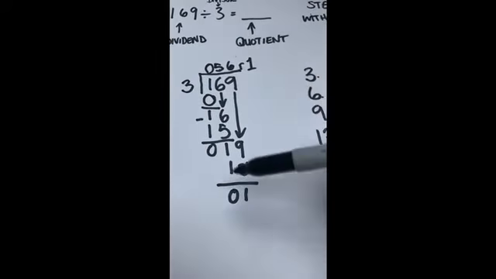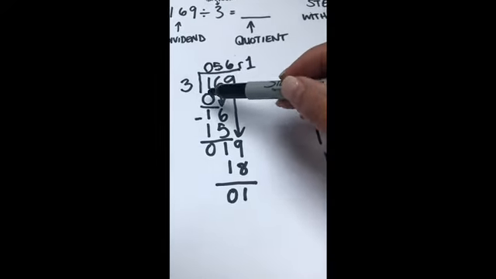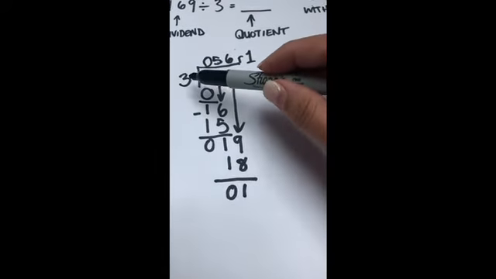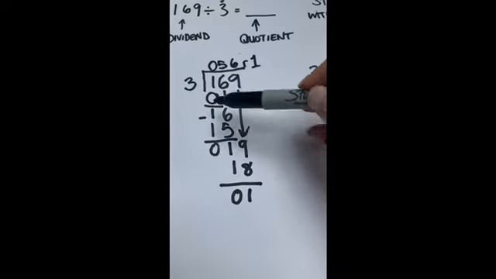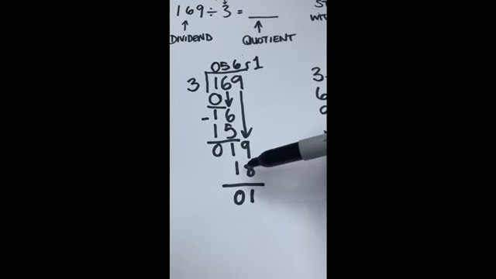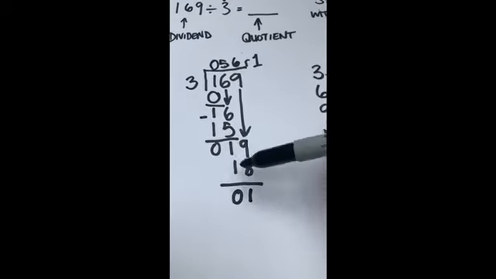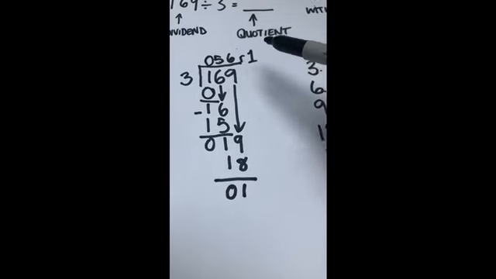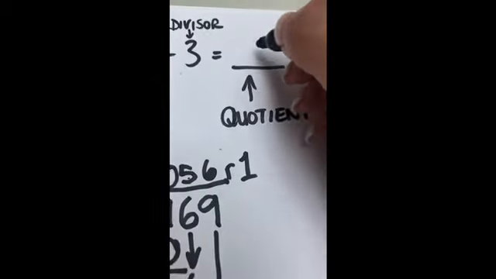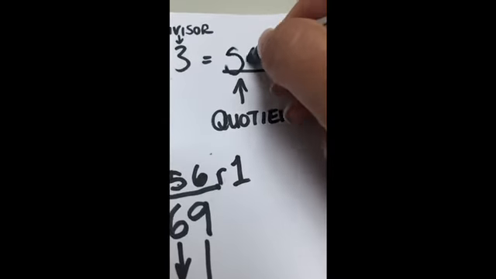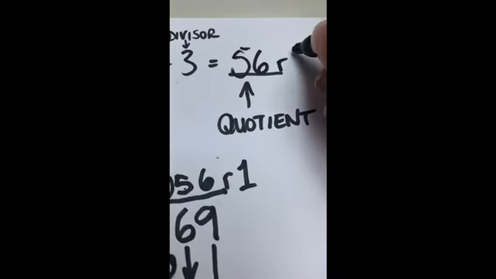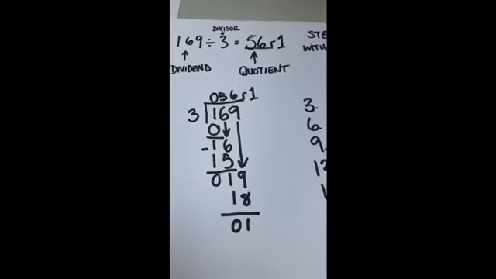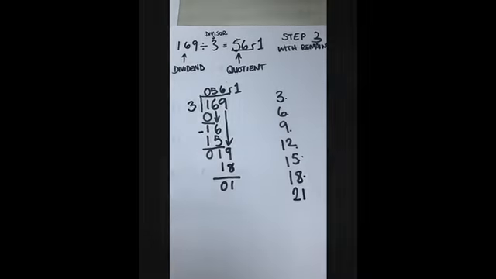The best way is to restart, but you could do the checking exercise. 3 times 5 is 15, 3 times 6 is 18, and you know then that your numbers are correct all the way through. So our quotient to finish off is 56, remainder 1. And there you have it.